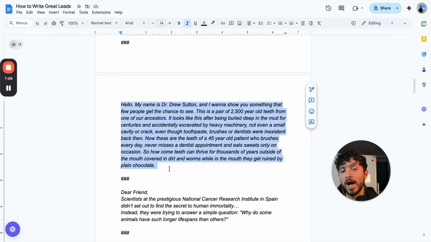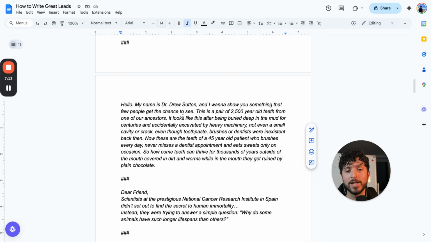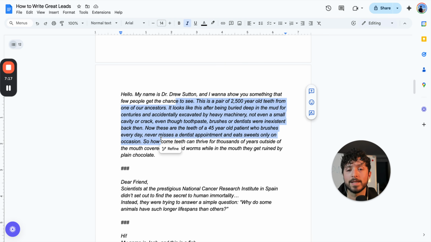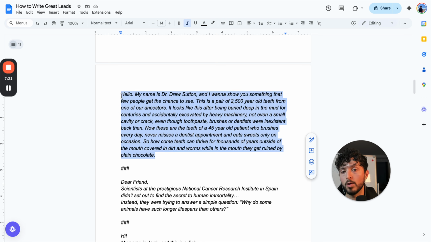So here's an example of a high curiosity opening. Hello, my name is Dr. Drew Sutton, and today I want to show you something that few people get a chance to see. This is a pair of 2,500-year-old teeth from one of our ancestors. It looks like this after being buried deep, et cetera, et cetera. This is an example of a paradoxical question opening.